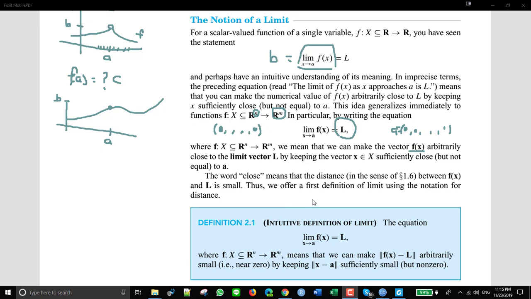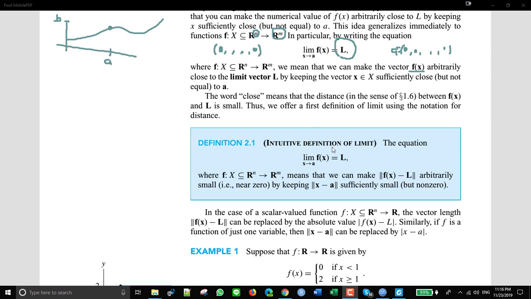Thus we offer a first definition of limit using the notation for distance. So what is the notation for distance? When we're talking about vectors, it's the norm, right? This means distance. So we're going to use that here. So this is an intuitive definition, so we're not using epsilons and deltas, and we're not going to do that, epsilon and delta, at all. You can read it yourself, but we're not going to talk about it here.